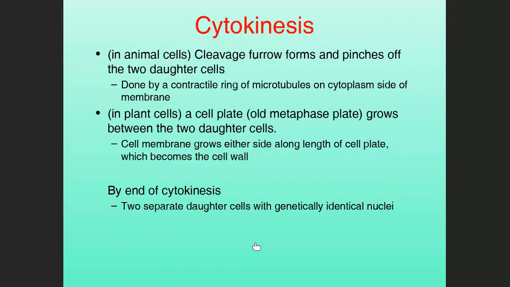In animal cells, the cleavage furrow forms and pinches off the two daughter cells, done by the contractile ring of microtubules on the cytoplasm side of the membrane. While in plants, a cell plate, the old metaphase plate, grows between the two daughter cells, and the cell membrane grows on either side along the length of the cell plate, which becomes the cell wall. By the end of cytokinesis, two separate daughter cells with genetically identical nuclei are present.